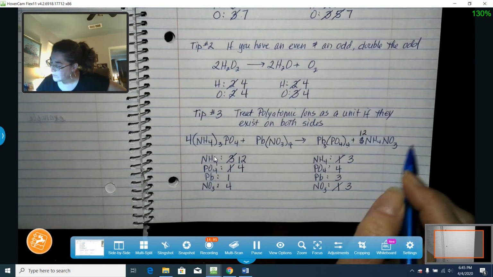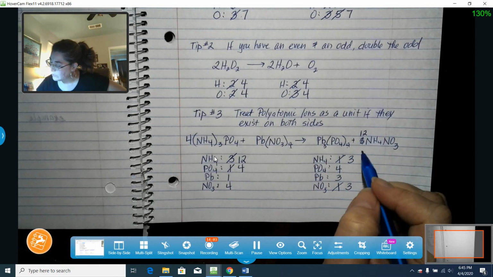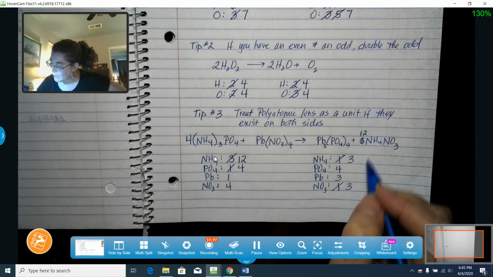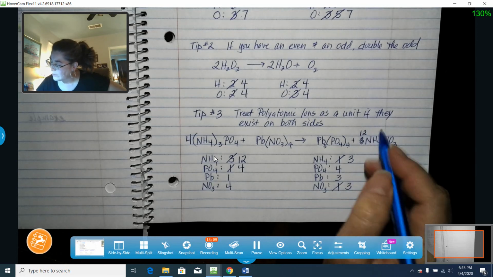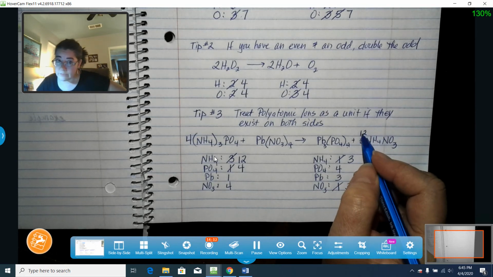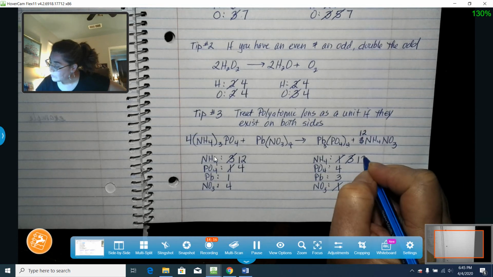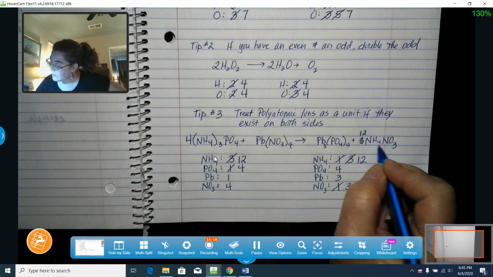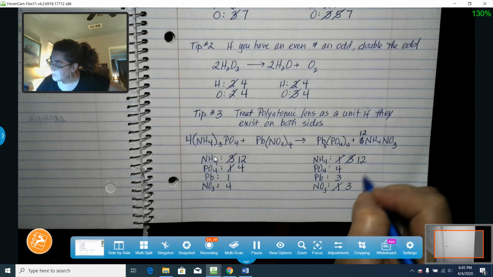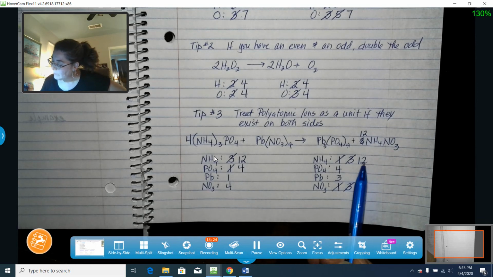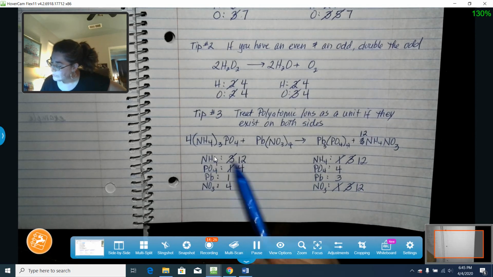And that seems like, oh my gosh, it's going to get really, really complicated, but trust me, just follow this method and it'll all work out in the end. Okay, so I put a 12 in front of there, which means now I have 12 ammoniums, right? 12 of these guys, but that means I've also changed my nitrates. That's 12 as well. Okay, so I've balanced NH4s, I've balanced PO4s.